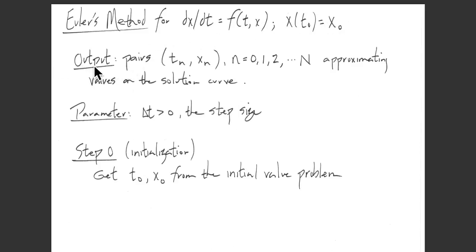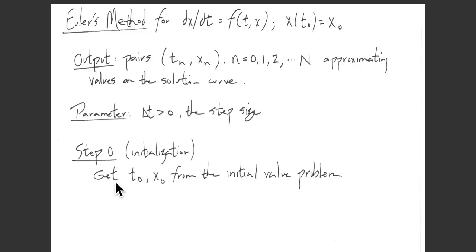So how would Euler's method work? It's going to give you output that's ordered pairs of t comma x values for as many steps as you want to do, and these are going to be approximating the values on the solution curve. There is a parameter, in other words, a user-defined input to the method, and that's the step size, delta t. That'll be given in your homework problem. And then you start doing the method. Step 0 is to get your initial t0, x0 pair from the initial value problem. That's just what you're going to be reading off from the initial condition.